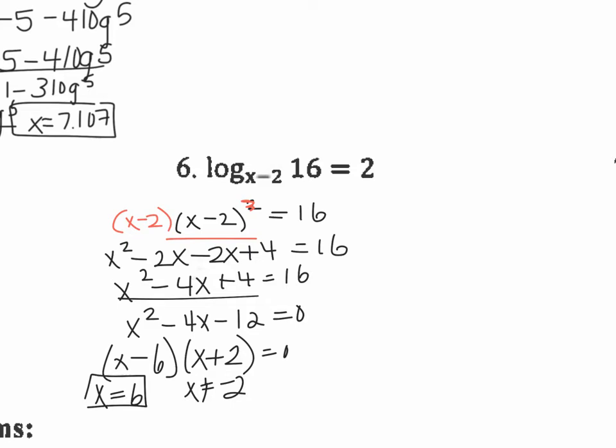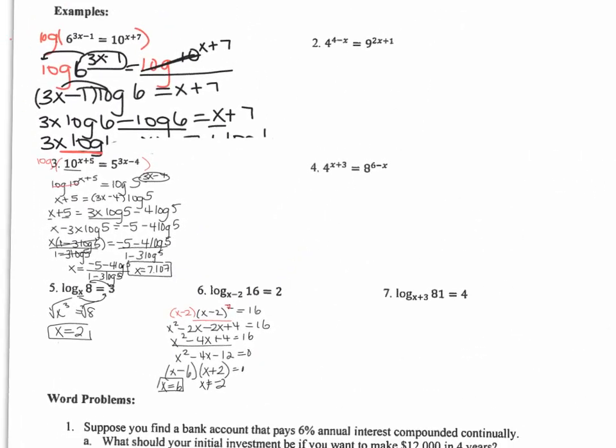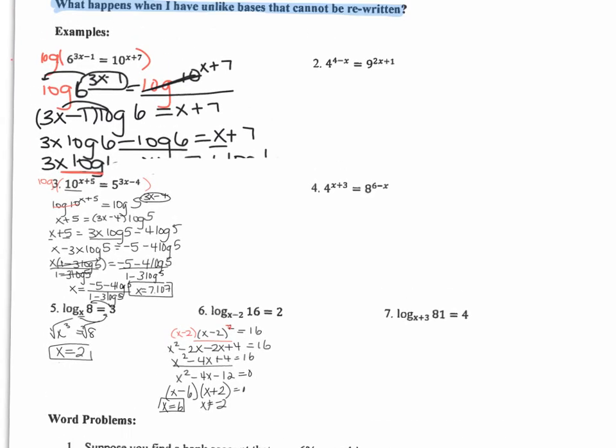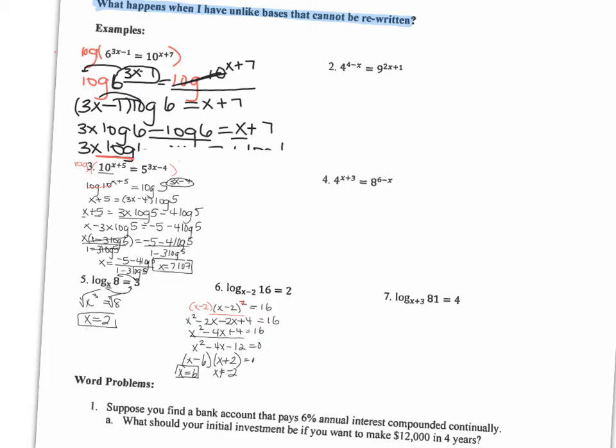Because then I would have negative 4. So I'm finished. I want you to go ahead and finish these next 3 problems, 2, 4, and 7, on your own. And then the answer key is on Google Classroom for you to go ahead and check your answers.